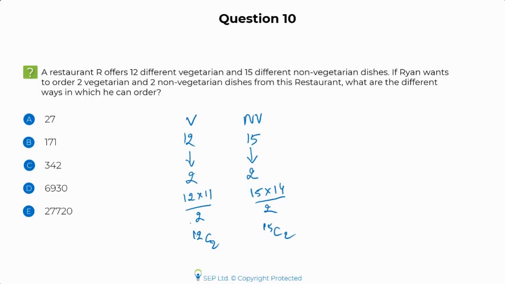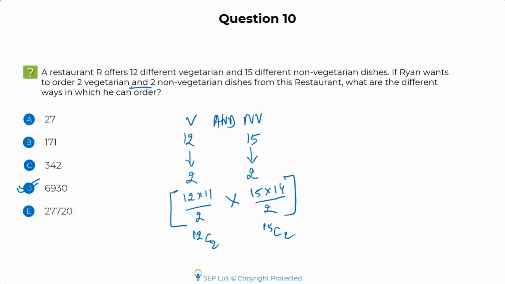Now he is ordering 2 vegetarian and 2 non-vegetarian dishes. So there is an and in between. What does it mean? I have to multiply these two. When you do that, you will get the answer as D, and D is the correct answer. Most of you got it right, like 70% of you.